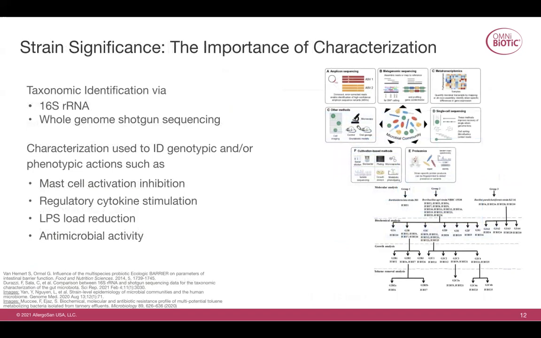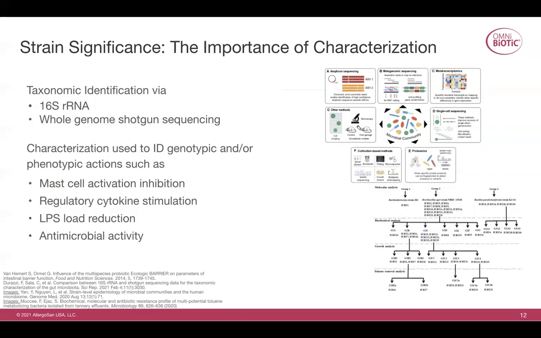So let's look a bit into the strain significance and what do we mean by characterization? Characterization is simply something has been ID'd based on a biological, physiologic, or molecular characteristic. And so typically speaking, most of these things are being done via 16S RNA, which is also known as PCR, or through a whole genome shotgun.